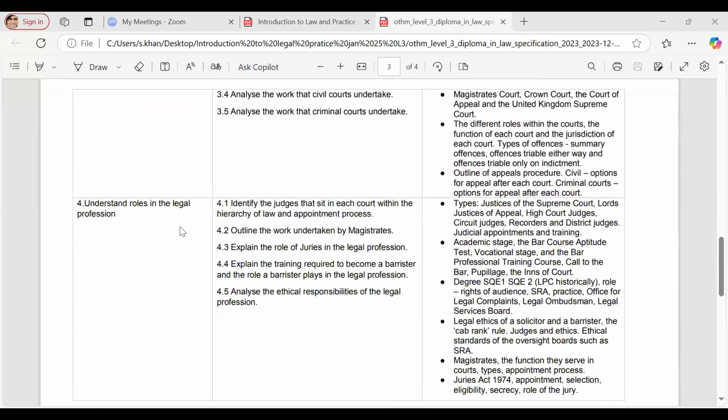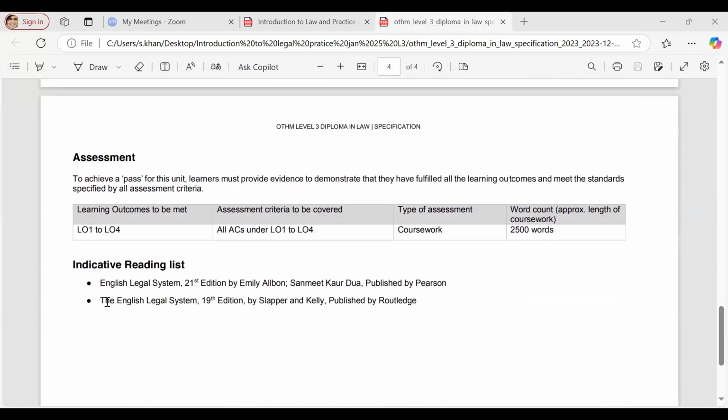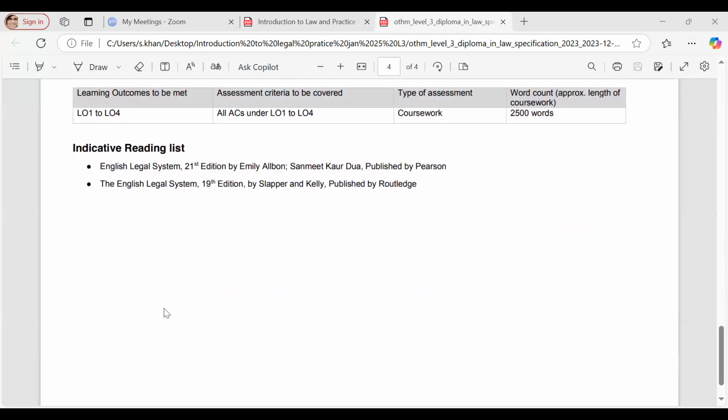And then the fourth learning outcome is to understand the roles in the legal profession, so things like juries, barristers, solicitors. And then we'll have an assignment discussion, and you'd have to meet all the learning outcomes to achieve the mark of a pass for the assessment, and the word count for the coursework is 2,500 words. When it comes to doing the assignment discussion, which is after all of the four learning outcomes, I'll give you a better idea of what you need to do in the assignment, and I will show you the assignment brief as well.